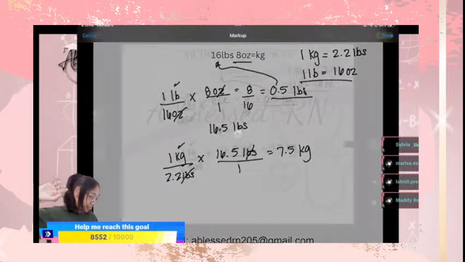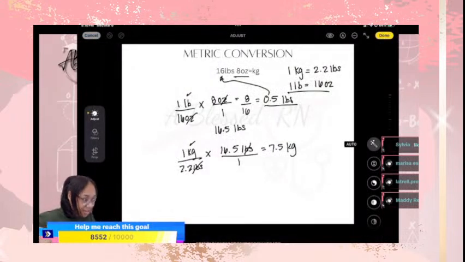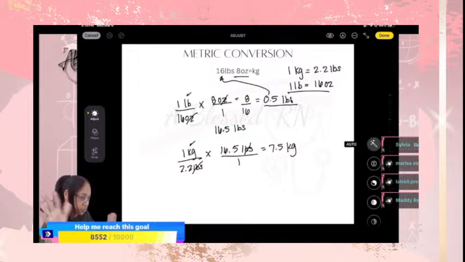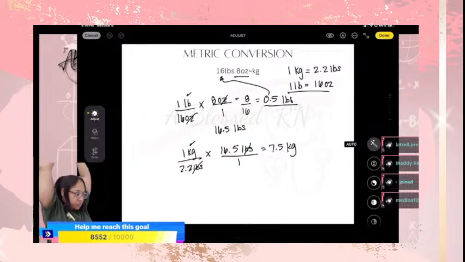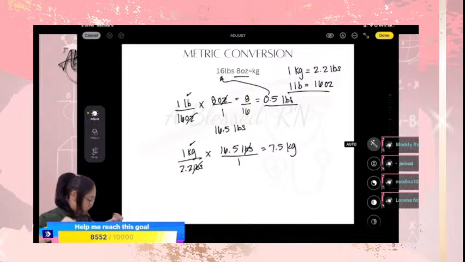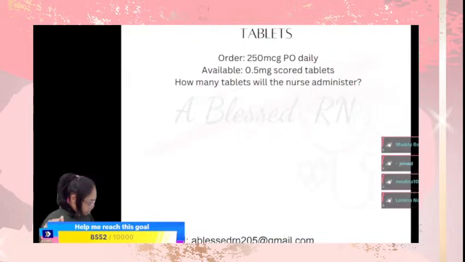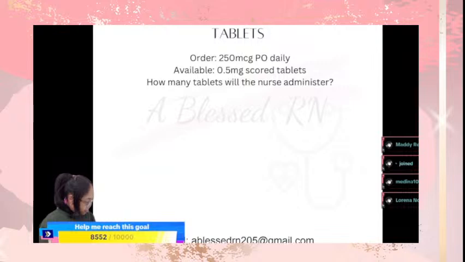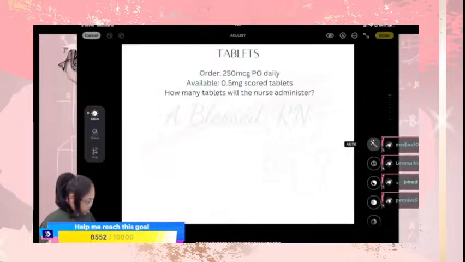All right. Anybody have any questions about how you convert your weight with pounds and ounces to just pounds in order to get to your kgs? Nope. All right. Moving on. Okie dokie. So here we go.